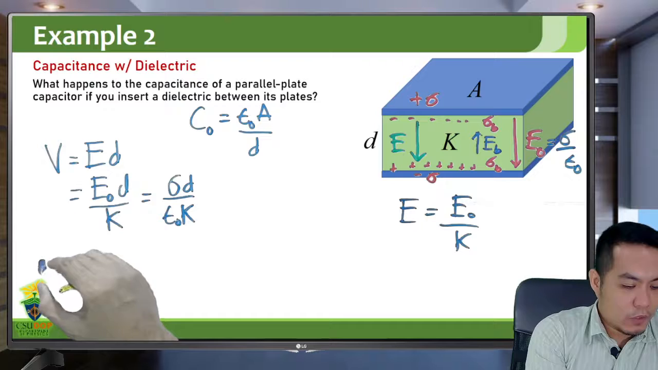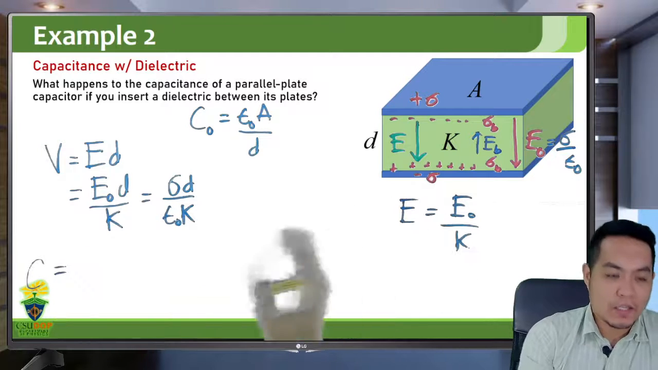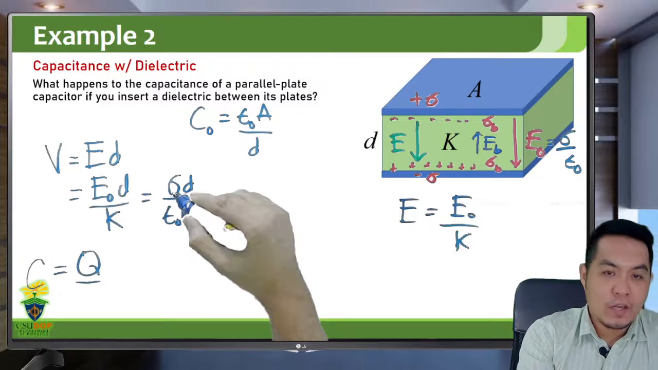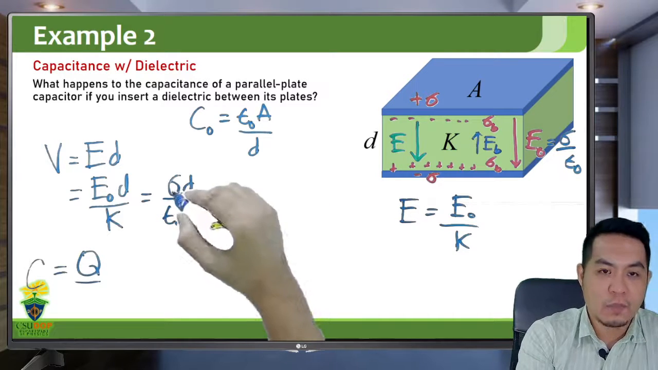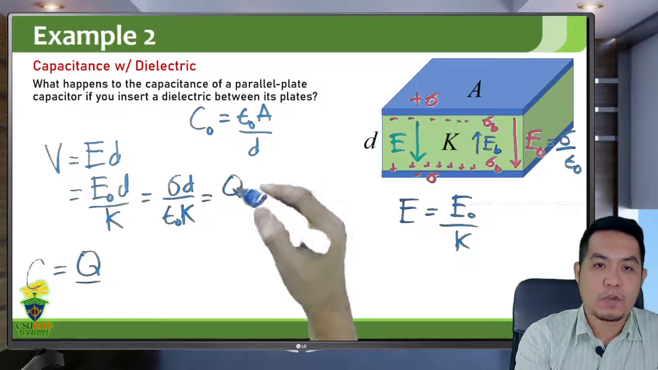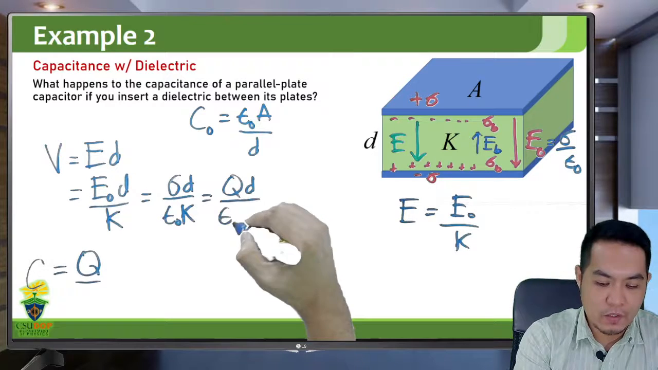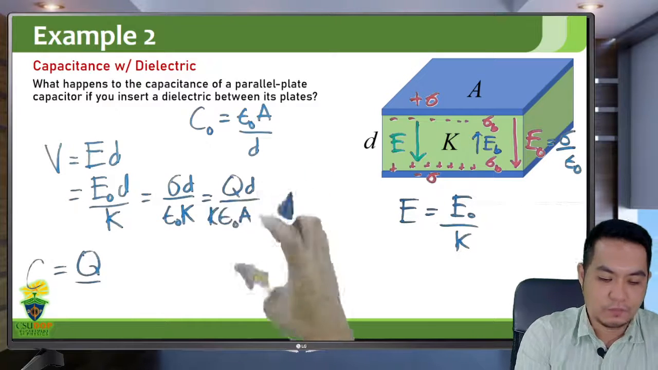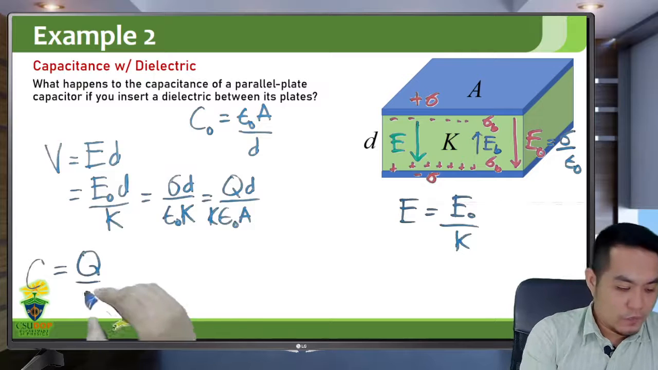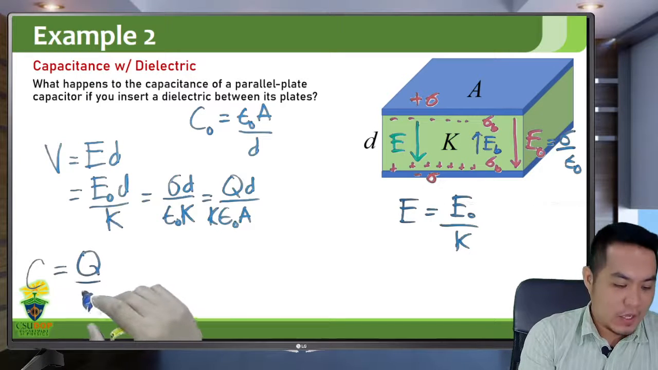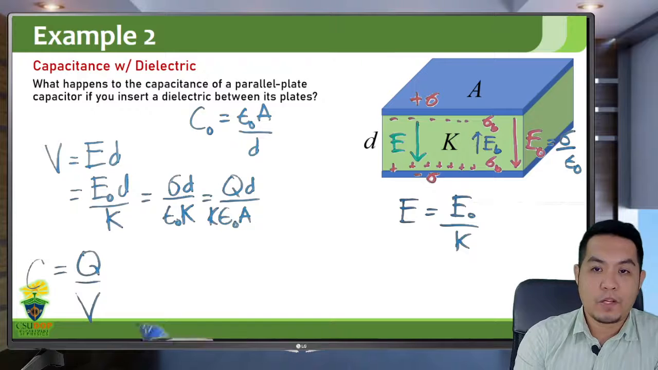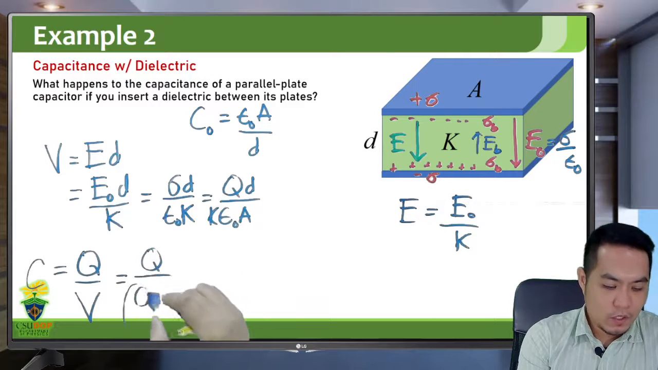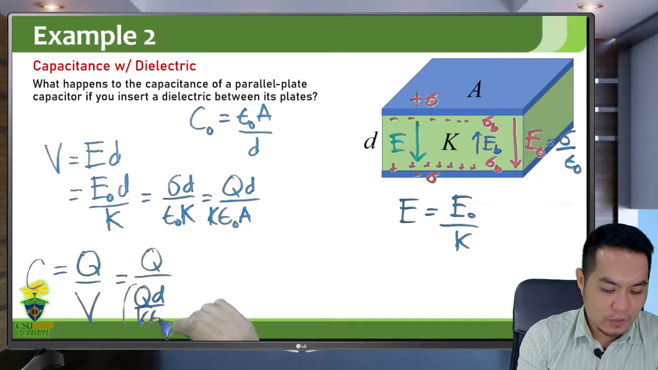If we now try to solve for the capacitance of this capacitor, if its total charge is q, sigma can be written as the charge per unit area. So this becomes q d over k epsilon naught A. Finding the capacitance as charge per unit voltage, you now have q over q d over k epsilon naught A.